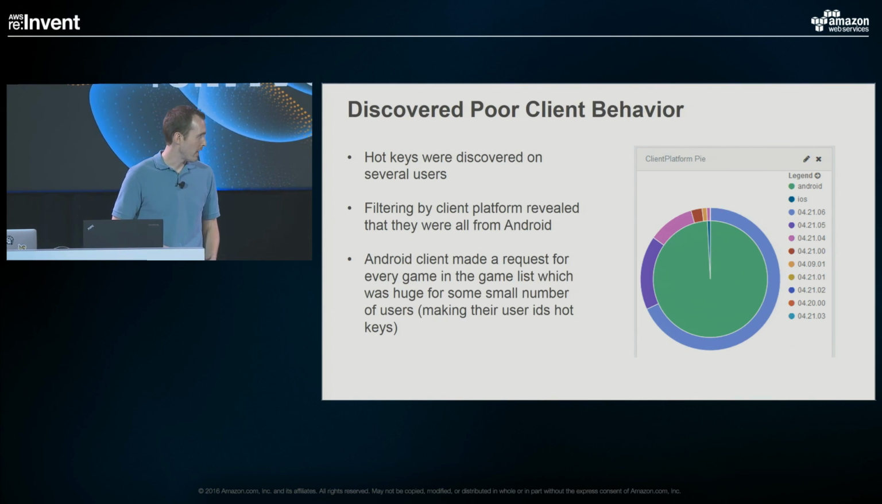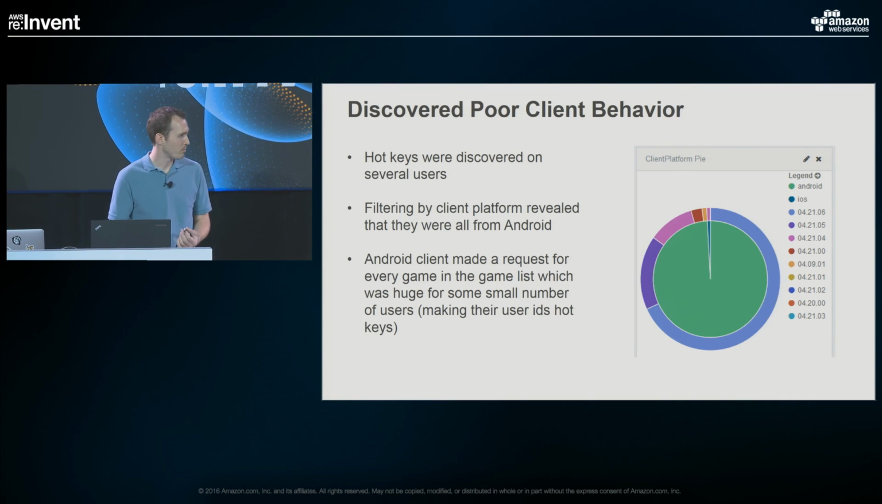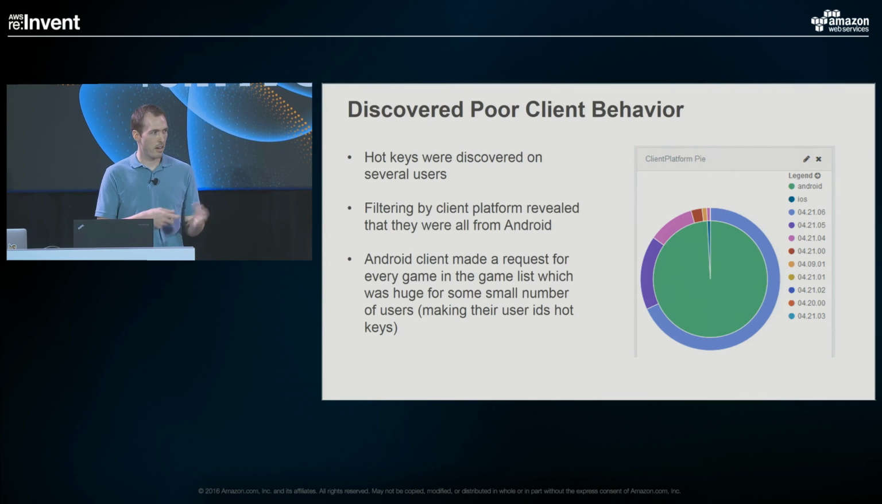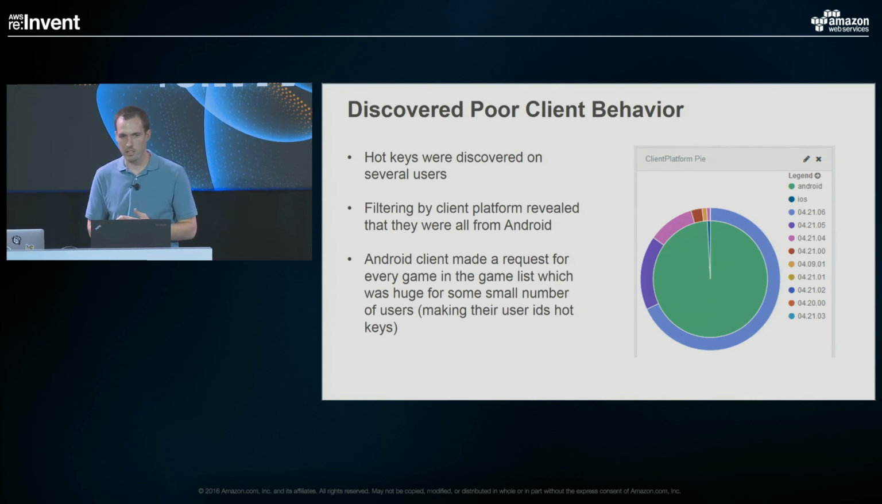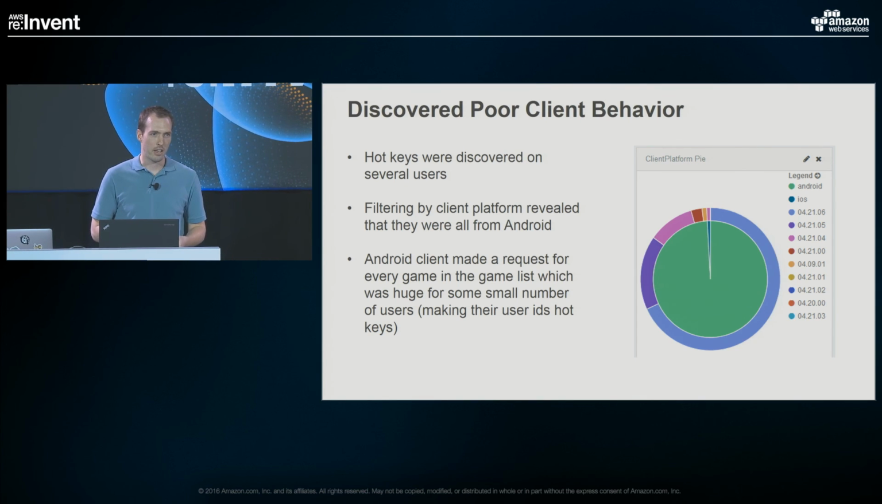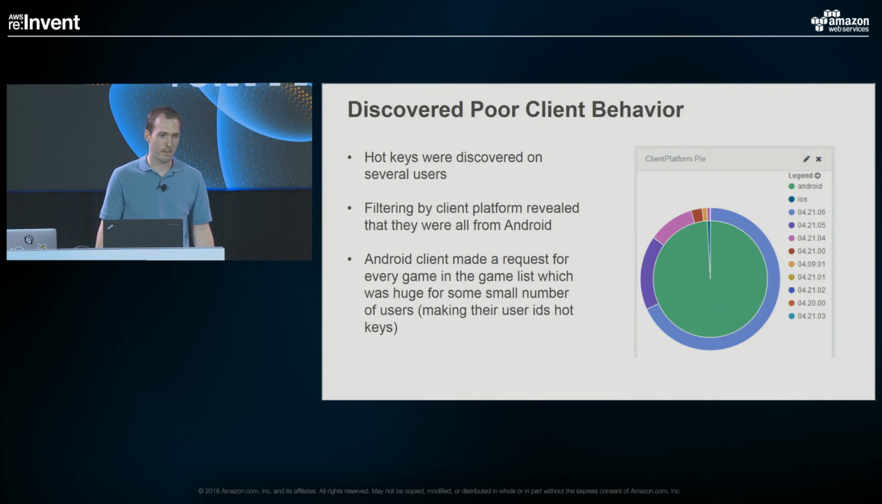We also caught some bad client behavior. Our iOS client did the right thing: it would pull the game list, and then when you actually wanted to play a game, it would load some extra game details you needed. Our Android client would pull the game list, then in the background make a request for every single game in your game list. Some users had thousands of active games running, so every time they refreshed their game list, it would hang forever.